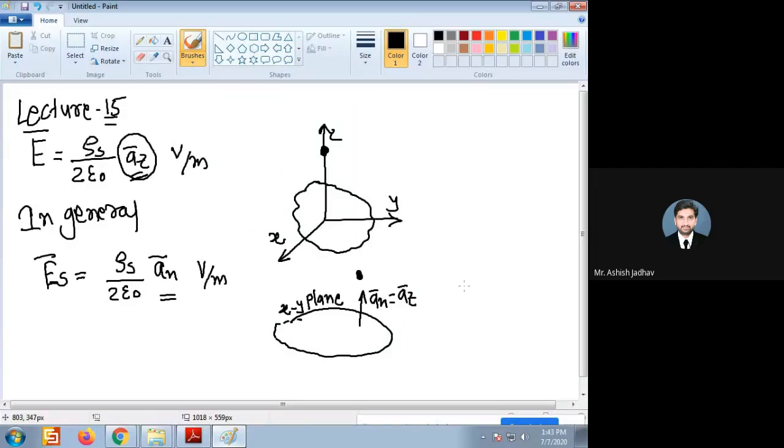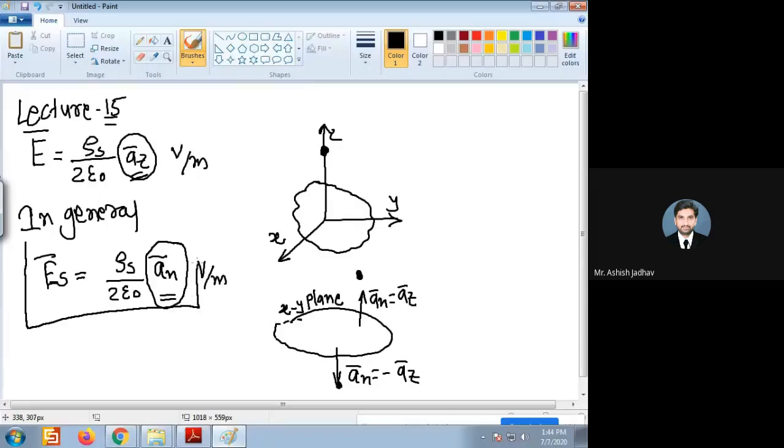Next, suppose the point where we want the electric field intensity is under this surface. So this would be the direction of that A bar n. What is the value of A bar n? A bar n is equal to minus A bar z. Are you getting? That's why I have just replaced this A bar z by A bar n. So this is a new or revised expression for electric field intensity because of surface charge. This is scenario number 1.